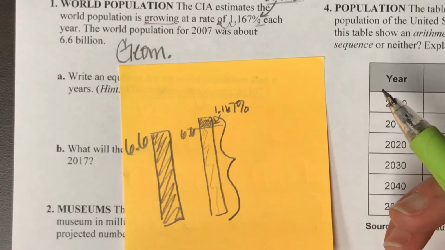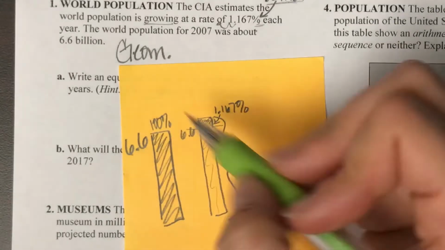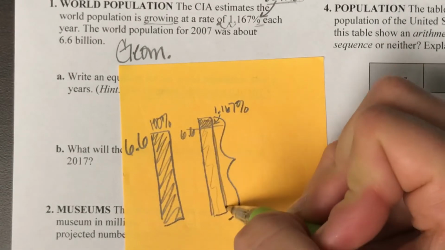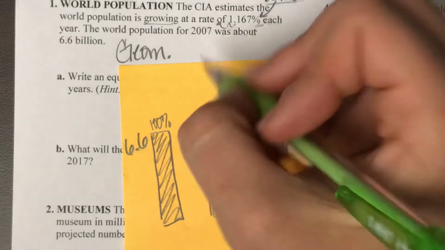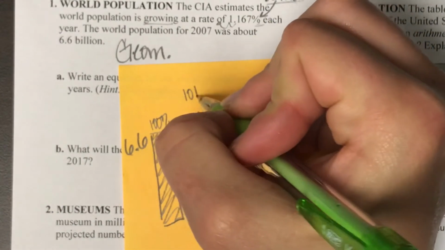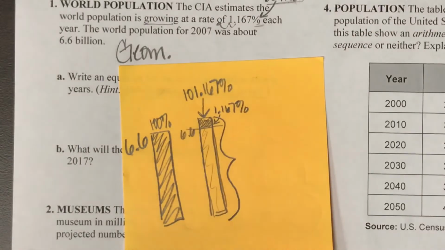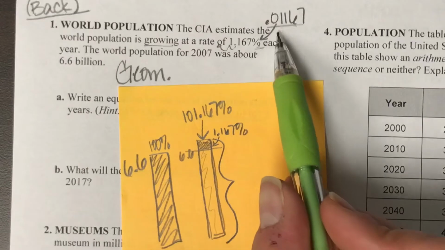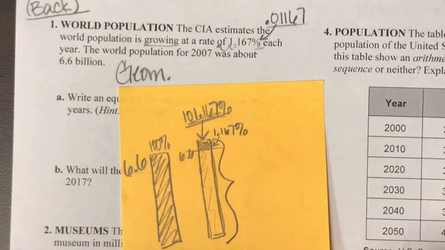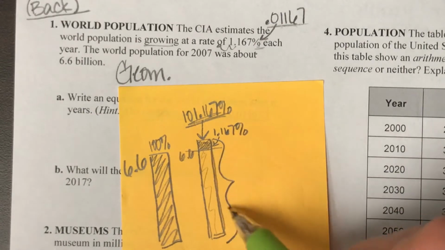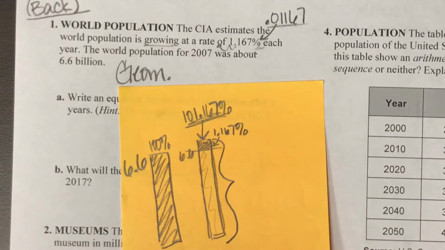So really, if you think about it, this was 100% of my people last year. Well, I want all 100% of my people from the year before and 1% more. So this is really like 101.167%. It's not just the 1.167%. It's not just the 1%. It's 101%. So you say, hey, I want 100% of the people I had, and 1% extra.